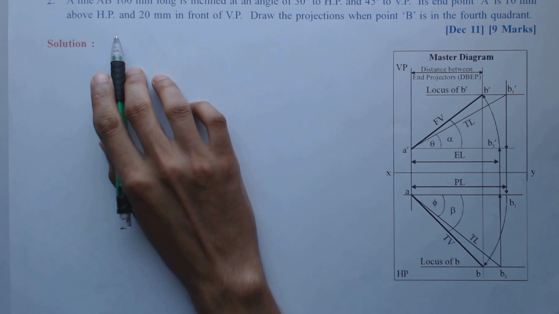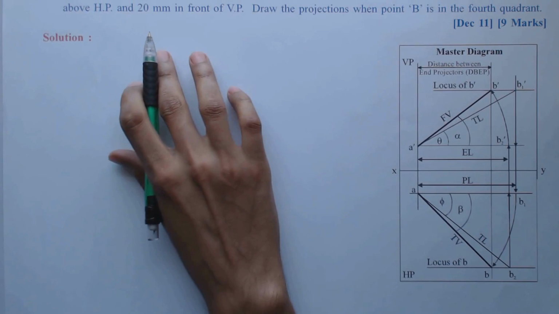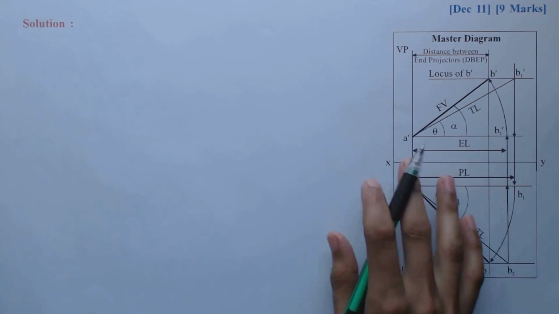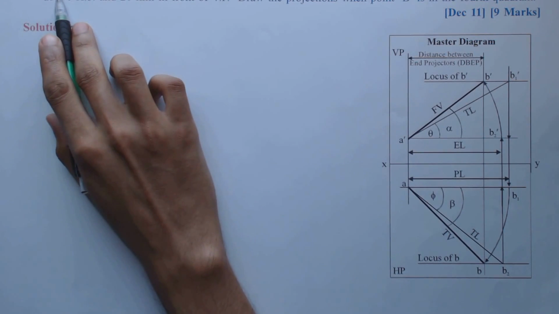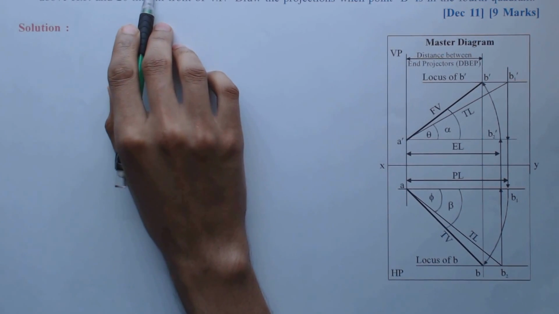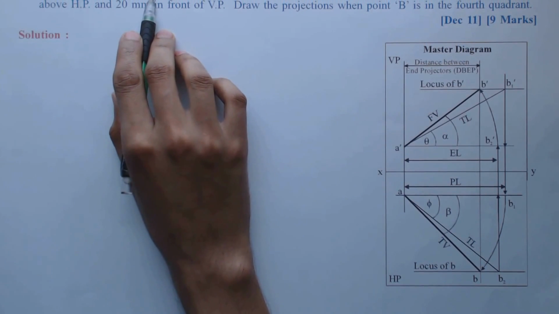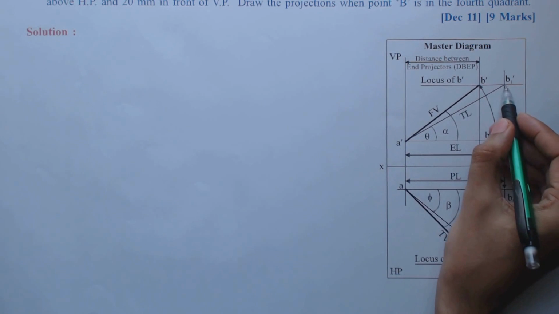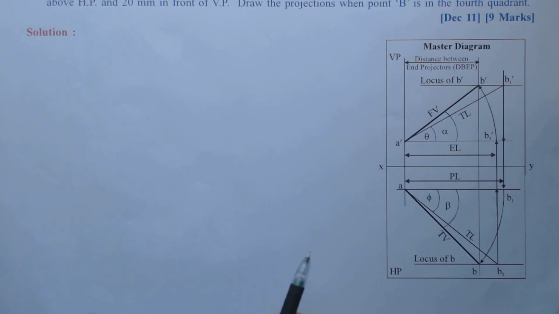Now starting with the second problem, I'll first read the problem and I'll represent the data comparing with the master diagram as we have already done in the first problem. So a line AB 100 mm long, that means the true length of the line is given. So from the master diagram I know two notations, which are A dash B1 dash, true length in front view, and AB2, true length in top view.